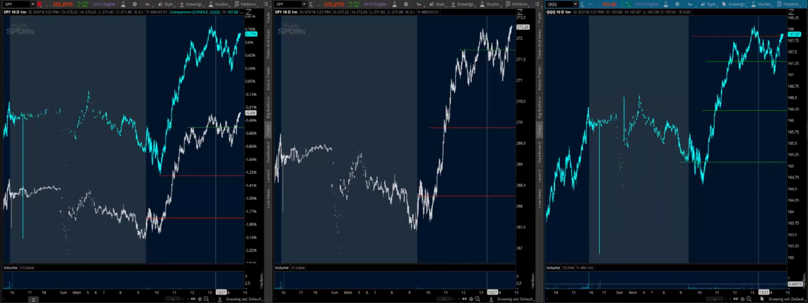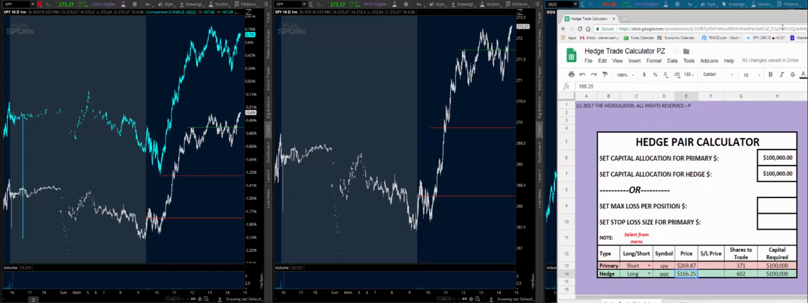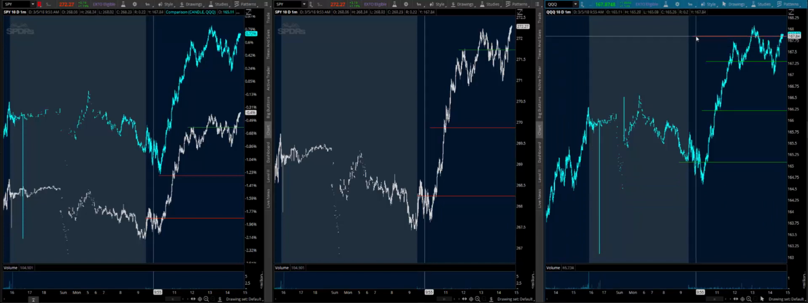All right, so we'll start off again. We got long the QQQ at 165.07, which was 606 shares. Okay? And then on that trade, we just exited right here at 167.84.